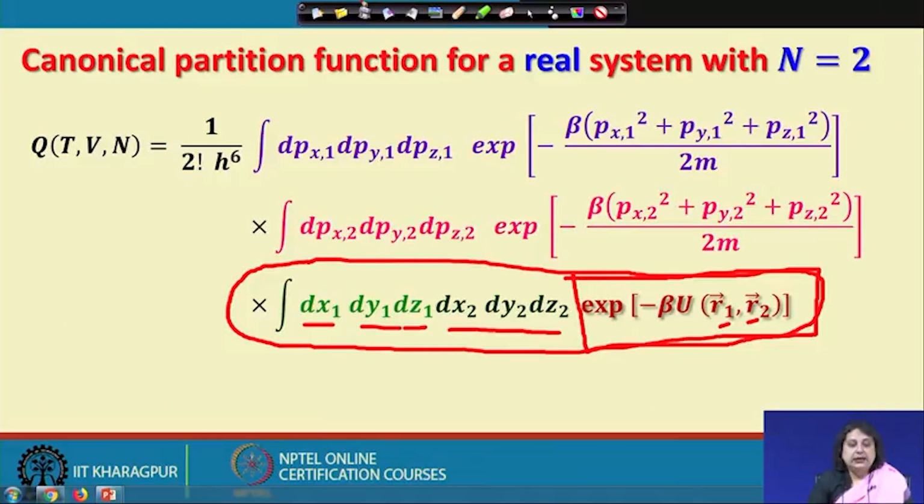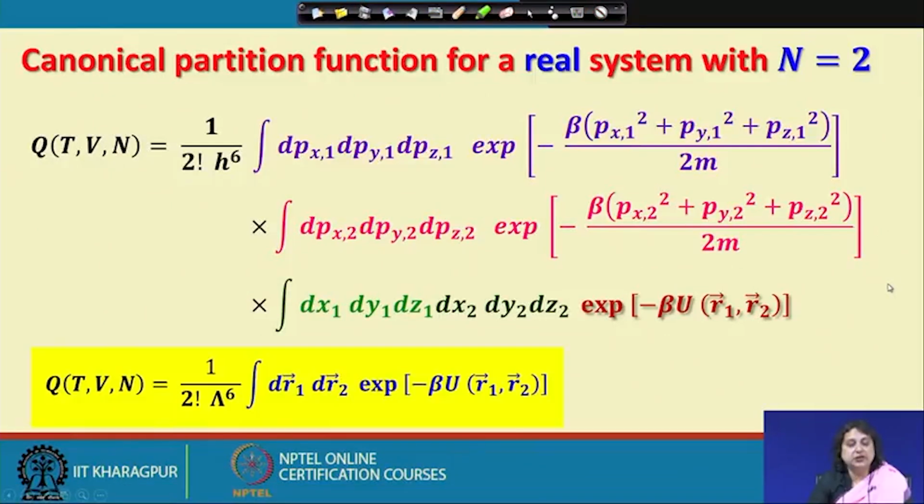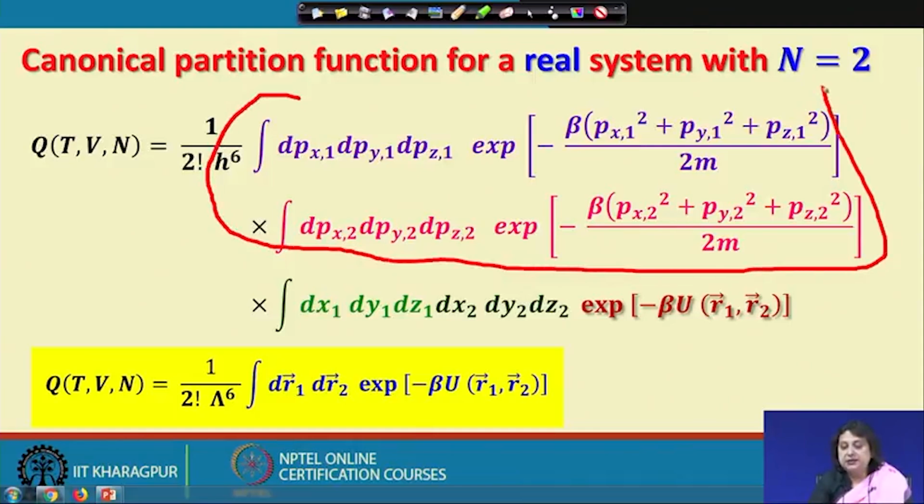Obviously, I can generalize this observation in a much more condensed notation. If I carry out the momentum integration, which is something we have already worked out, then all these terms can be simplified into one term which corresponds to the thermal de Broglie wavelength.